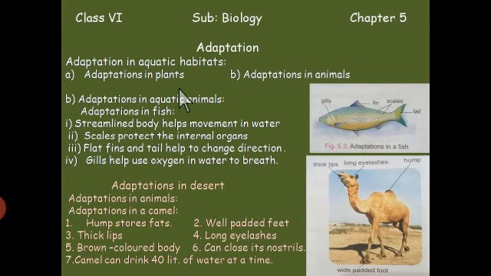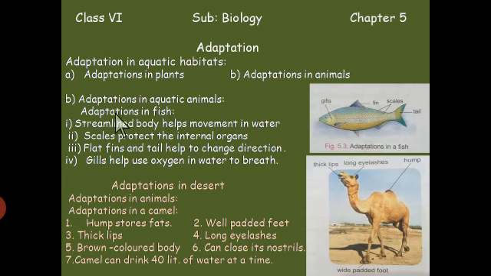In this topic we discussed the different types of aquatic plants like immersed plants, submerged plants, floating plants, and we have also discussed the adaptations in these types of aquatic plants. Today we will discuss adaptations in aquatic animals. Today we will also discuss adaptations in deserts. So now let us start adaptations in aquatic animals.